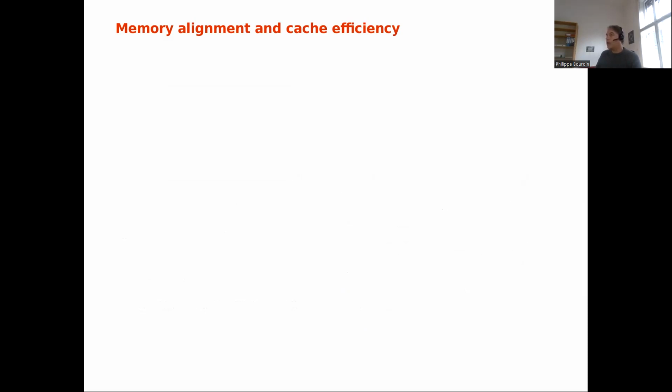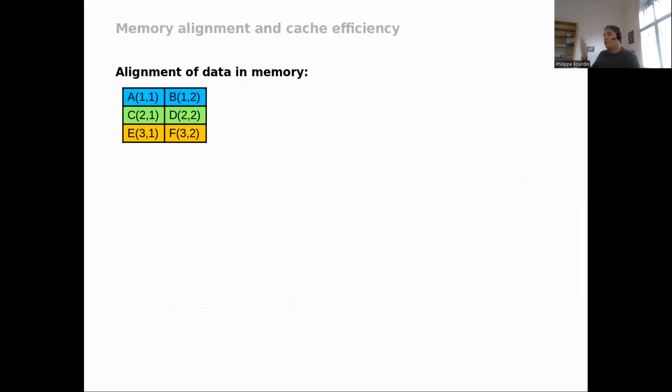What is that? And cache efficiency. So how to use a cache efficiently. First of all, if you have an array, let's say here that is a 2D array, how is the alignment of this data looking in memory?